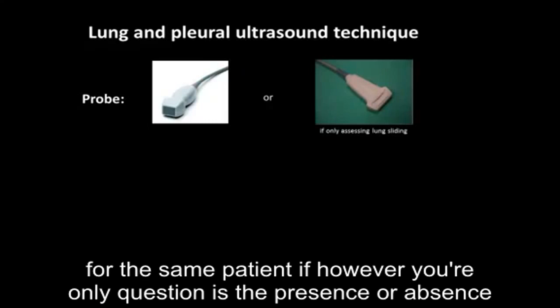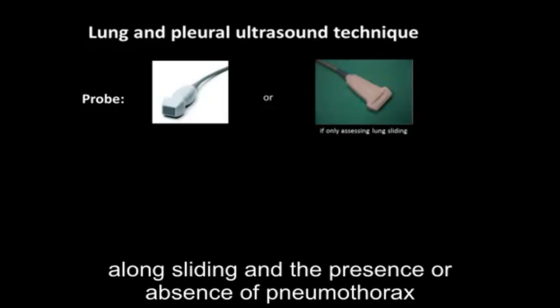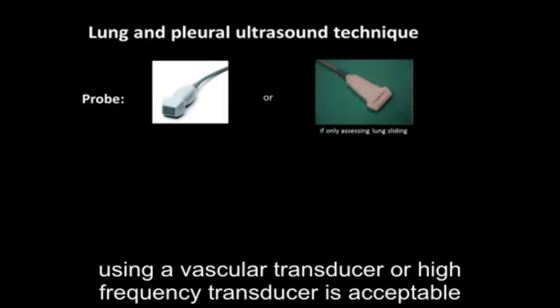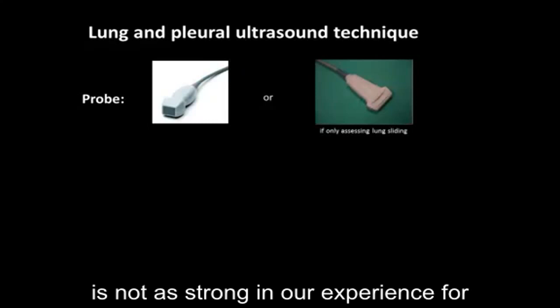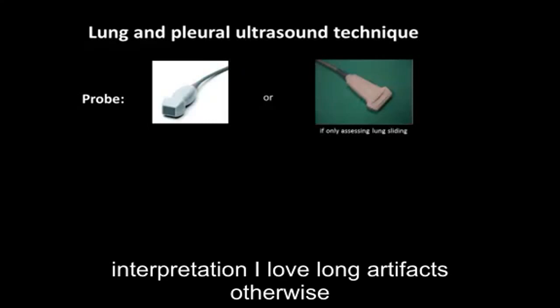If, however, your only question is the presence or absence of lung sliding and the presence or absence of pneumothorax, using a vascular transducer or high-frequency transducer is acceptable for its vivid portrayal of the pleural line. It is not as strong in our experience for interpretation of lung artifacts otherwise.